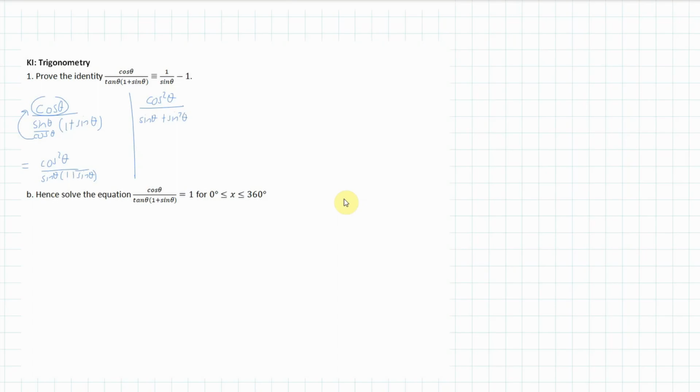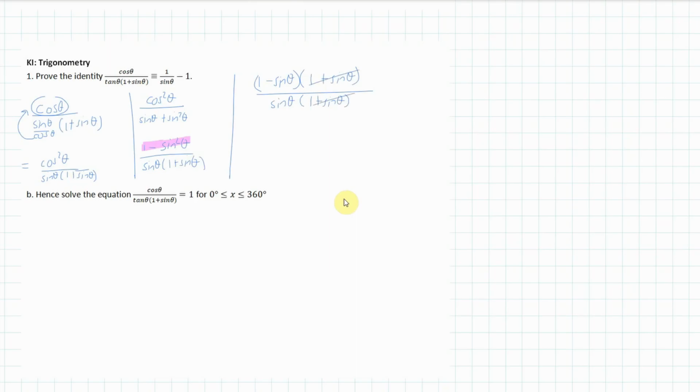And then I'm going to rewrite the top as 1 minus sine squared theta, and I'll put that over sine theta into 1 plus sine theta. Hopefully you can see that this is the difference between two squares, so I could rewrite this as 1 minus sine theta, and this will be 1 plus sine theta, which will help me eliminate on the bottom my 1 plus sine theta.